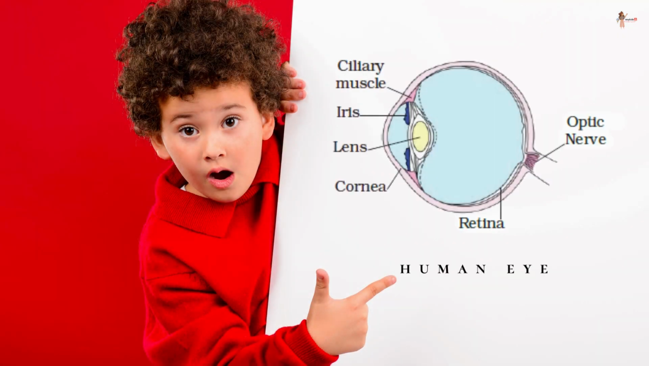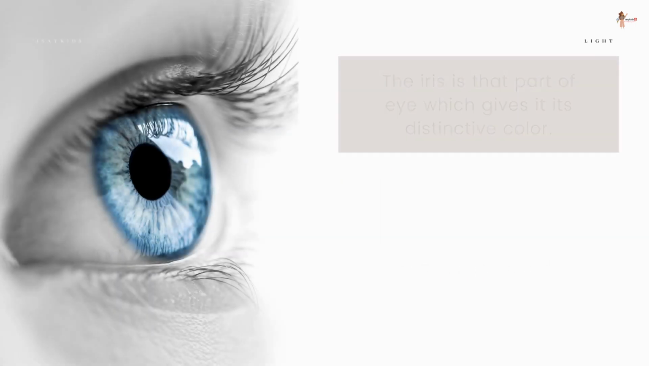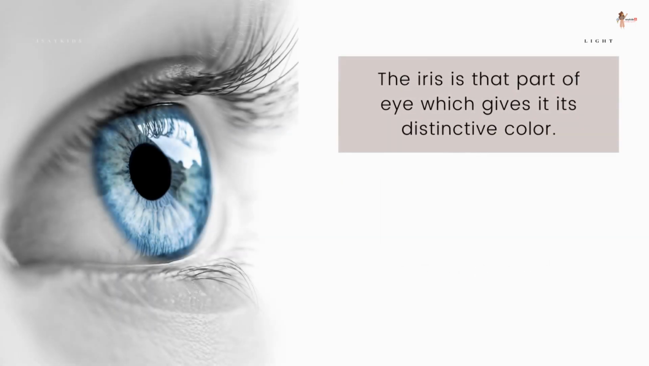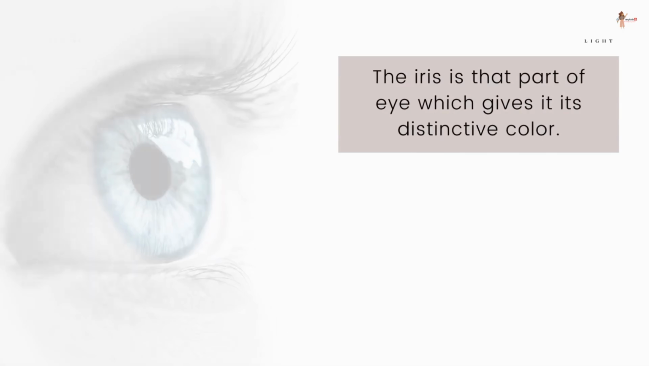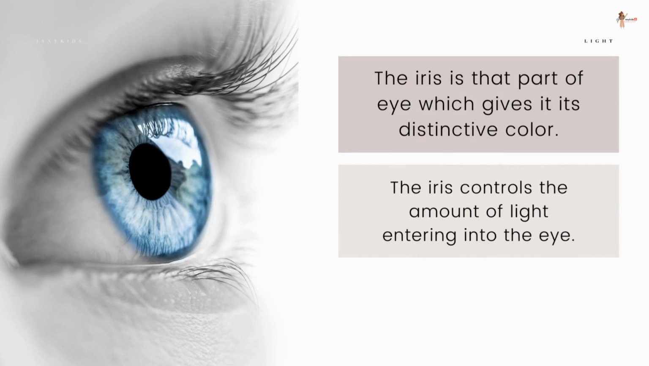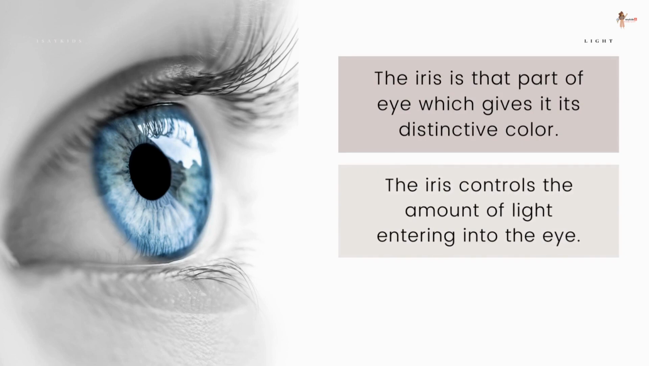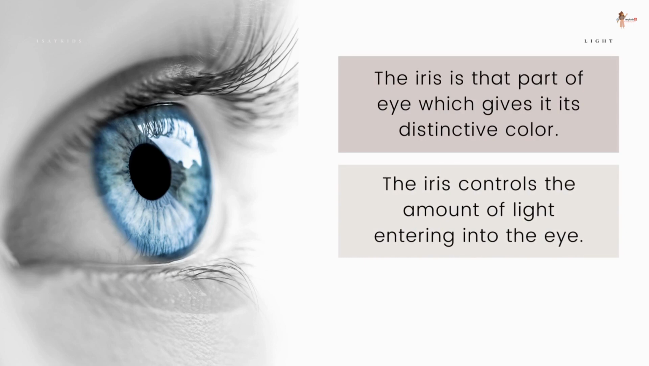You might want to draw this diagram of human eye in your notebooks for future reference. Moving on. The iris is that part of the eye which gives it its distinctive color. When we say that a person has green eyes, we actually refer to the color of the iris. The iris controls the amount of light entering into the eye. We would see how, but first let's perform an interesting activity.